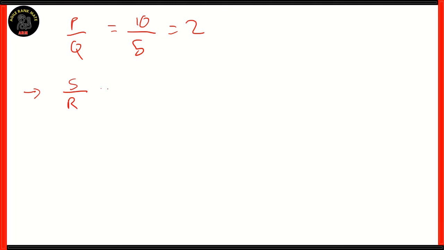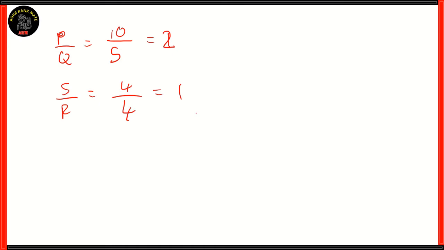Consequently, if you look at S over R, it is 4 ohms over 4 ohms, which is equal to 1. So therefore, as you can see, P by Q and S by R are not the same. So how do we make sure that P by Q and S by R are the same? For that, we need to change the values of either P or Q. So P measures 10 ohms and Q measures 5 ohms. The easiest way is to make Q as 10 ohms.